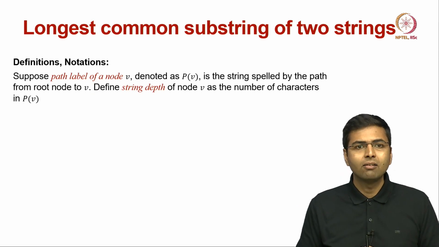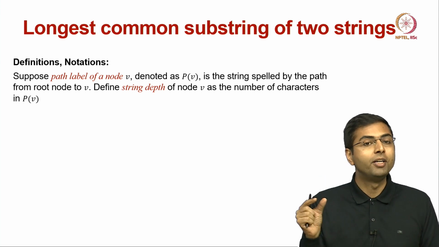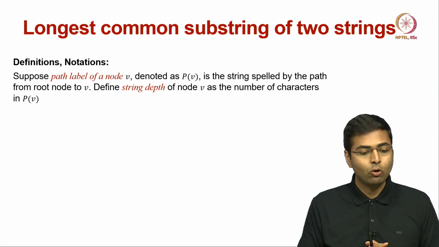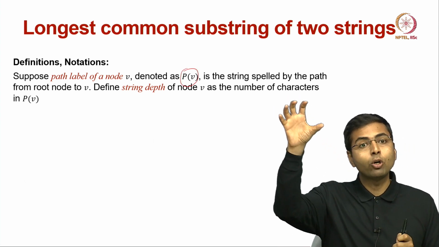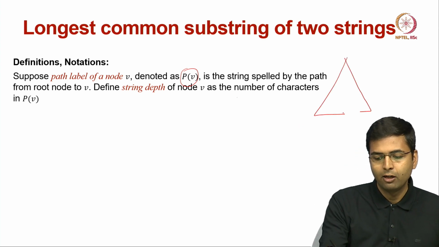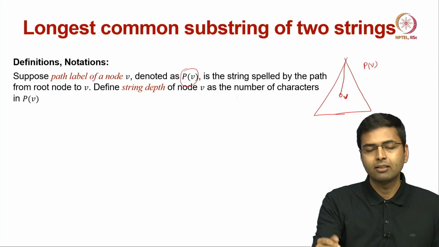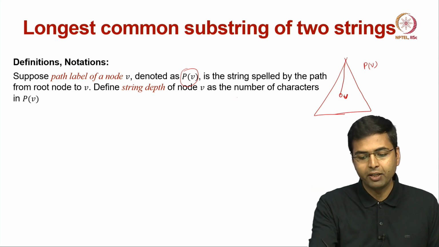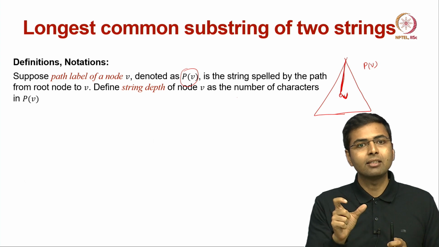So, let me define this notation. We will say the path label of a node V, denoted as capital PV, is the string spelled by the path from the root node to that node V. So, if my suffix tree is here, and my V node is here, then PV denotes the string spelled by the path from the root node to node V. All the characters along these edges, if I concatenate them, give the string spelled by that path, which is the path label.